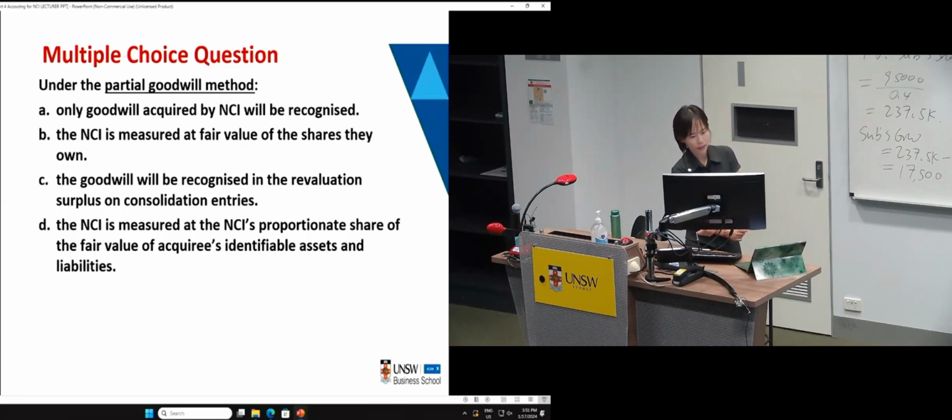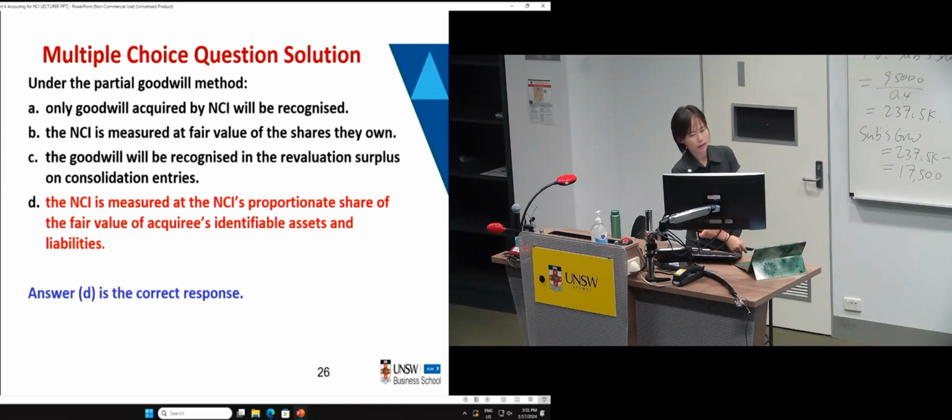So on the partial goodwill method, well done. The NCI is measured at the NCI's proportion share of Athena, right? So acquired is Athena. And on the partial goodwill method, NCI does not receive a share of the goodwill. So what's wrong with A? Only goodwill, that is wrong. Only goodwill acquired by the parent will be recognized, not by NCI, okay? NCI measured at fair value. Now, if NCI is measured at fair value, then NCI receives a share of the goodwill. So B is wrong, okay? And now C, goodwill will be recognized in valuation surplus. No, we don't recognize that in valuation surplus. Instead, we recognize it as part of the pre-acquisition entry, okay?